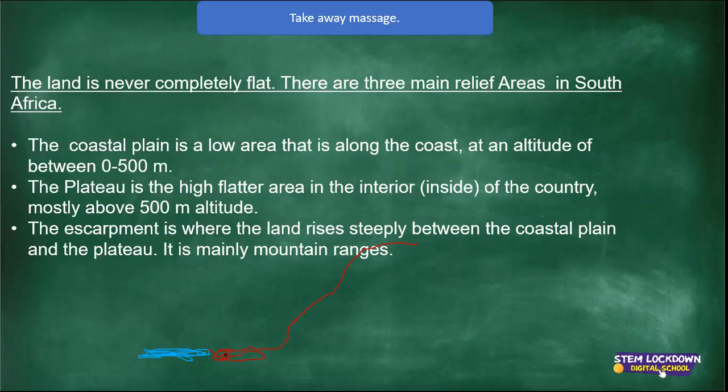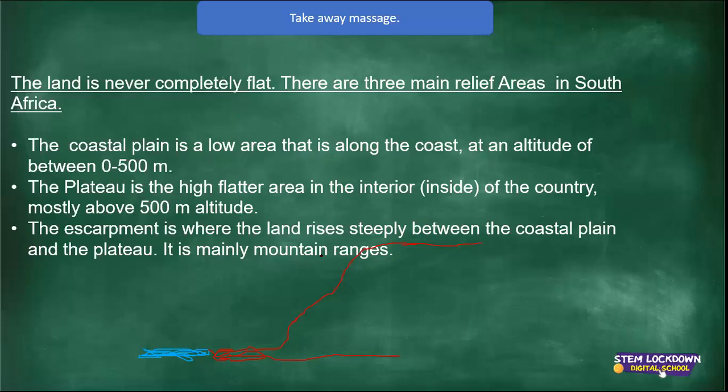Then the plateau is a flatter area in the country. It is the upper area. This is the flatter area. Mostly it is where people live. It is flat. It is that side of Gauteng, Mpumalanga, KZN. We will see tomorrow when we look at these three main areas of South Africa in detail.